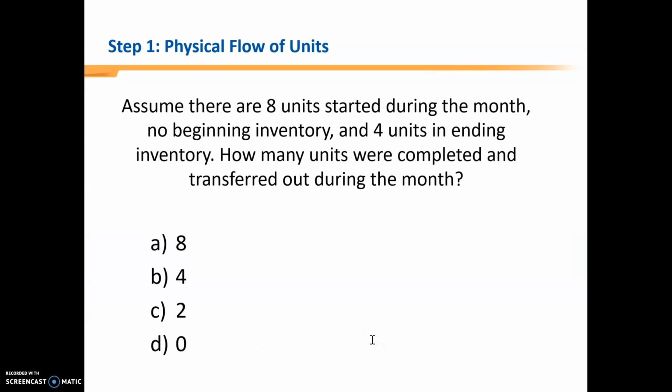Let's say there are 8 units started during the month, no beginning inventory, and 4 units in ending inventory. How many units were completed and transferred out during the period? Well, we need to know the units to account for. That would be the beginning inventory of 0 plus the 8 units started. So there's 8 units to account for. So we need to account for 8 at the end. There's 4 units in ending inventory, so that means 4 units were completed and transferred. That would be the 8 equaling the 8 to account for.